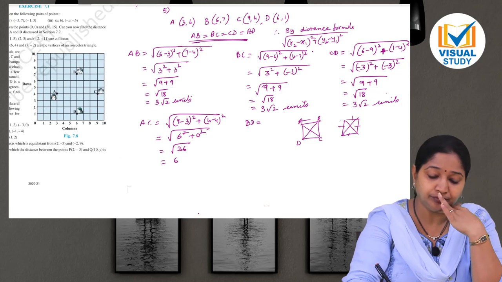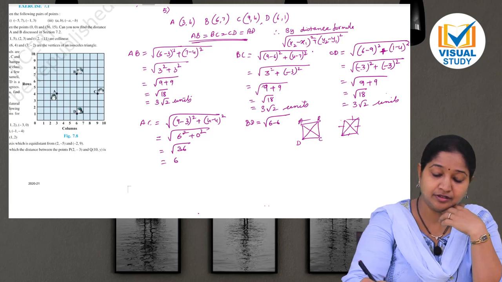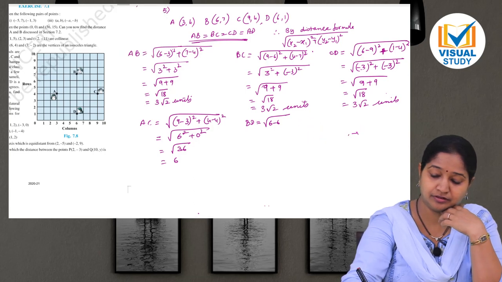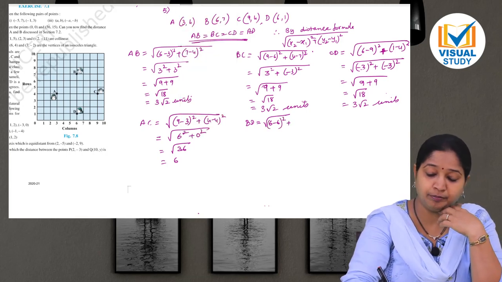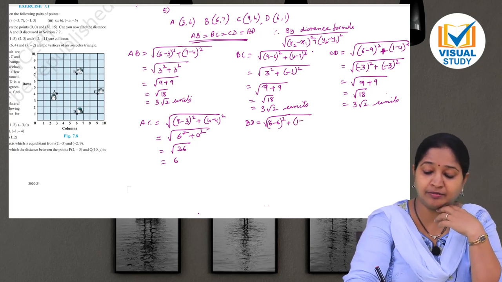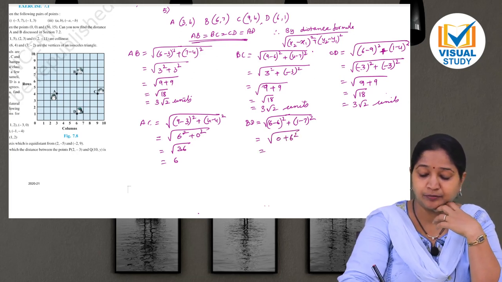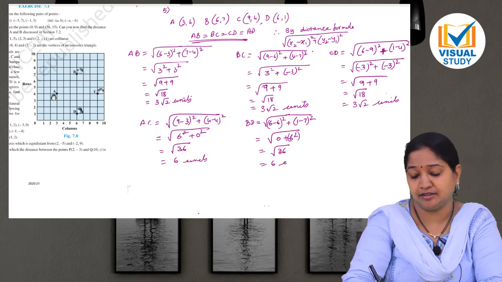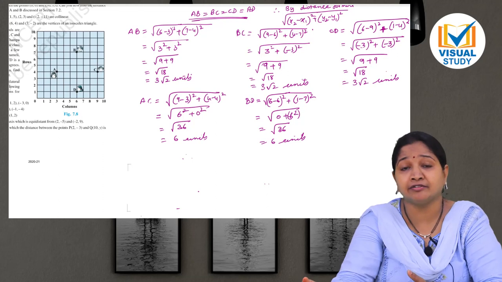BD is 6 minus 6 whole square plus 1 minus 7 whole square. What you get is 0 plus 6 whole square. Actually it is minus here, but I have written it directly, so it is 36, and that is 6 units. Therefore the diagonals are also equal and all the sides are equal, so therefore it is a square.